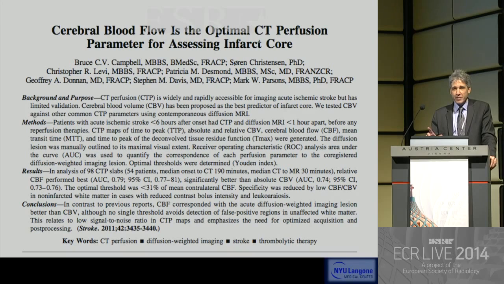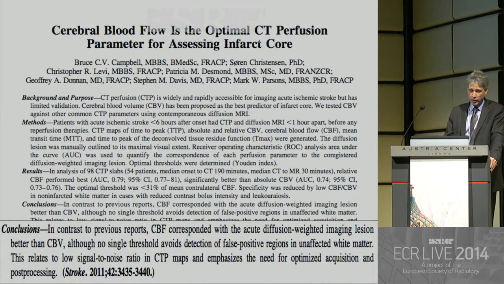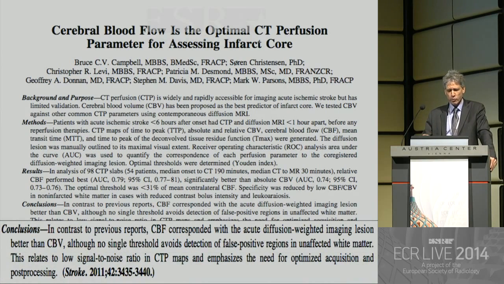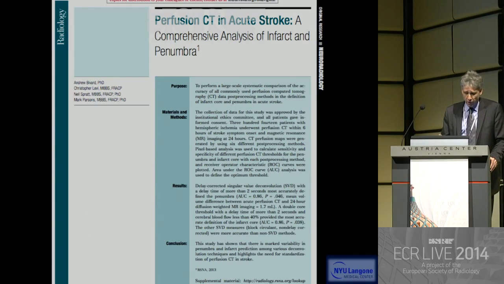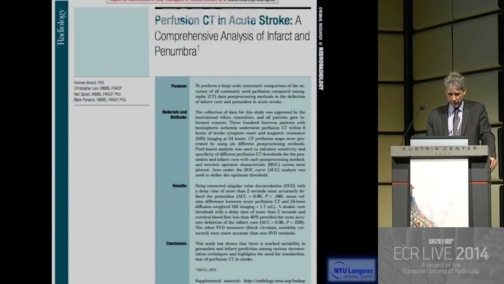I'm not the first guy to say this. There are several papers out there that looked at cerebral blood volume and they said, hey, maybe this isn't what we should be using as our marker of infarction. And here's an article by Campbell et al., and they say, in contrast to previous reports, cerebral blood flow corresponded with acute diffusion-weighted imaging, right, our gold standard of infarction, better than CBV. And then in a separate paper by Brevard, he looked at a comprehensive analysis of this.